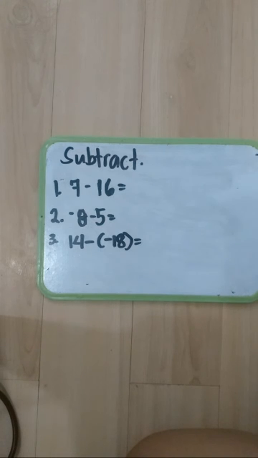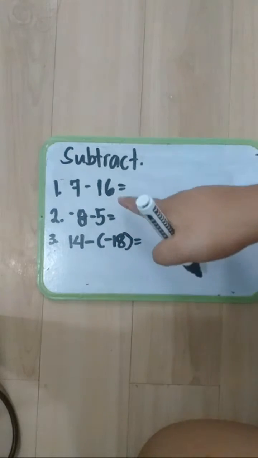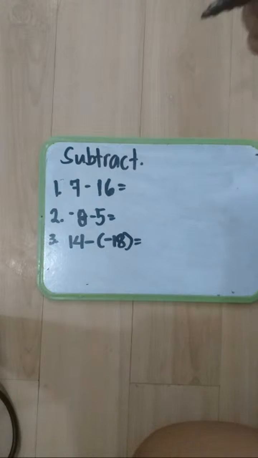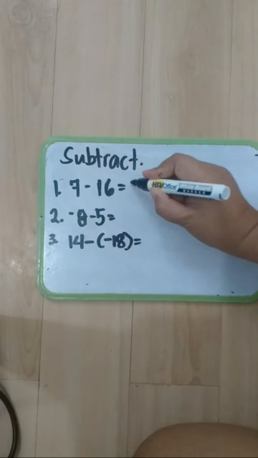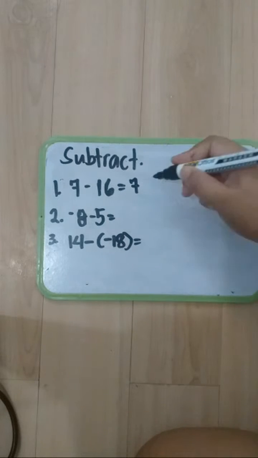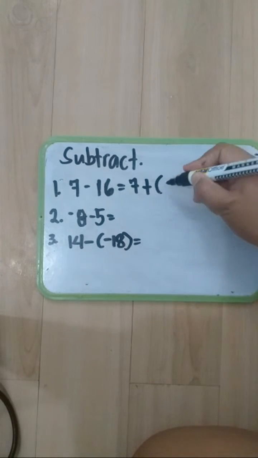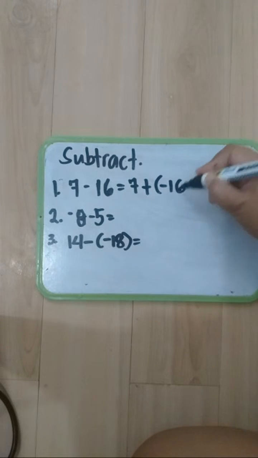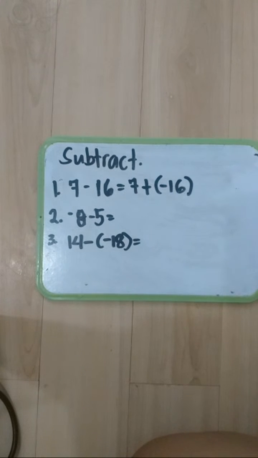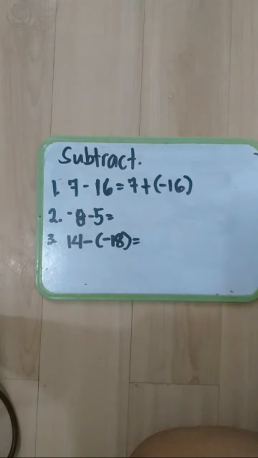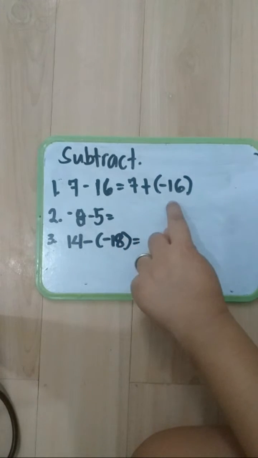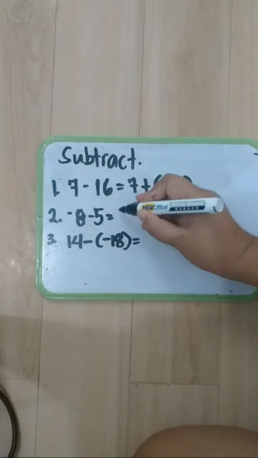Meron ba kayong ibang ballpen? Gamit kayo ng ibang kulay ng ballpen, ha? So, dito, 7 minus 16, ang gagawin nyo is to add the opposite. Okay? So, 7 plus negative 16. Nakakuha po? Itong pangalawa, negative 8 plus negative 5.